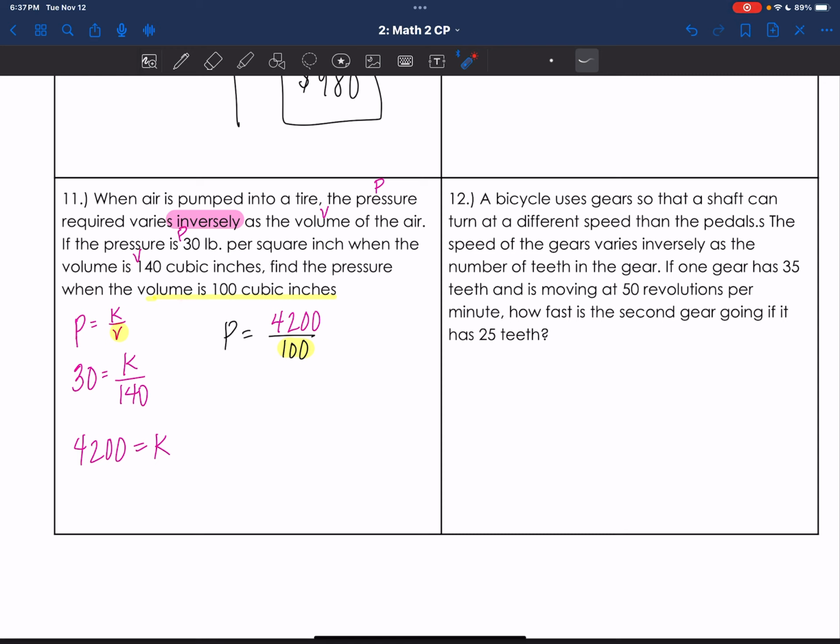So now we need to figure out what the k value is. It says the pressure is 30 per square inch when the volume is 140, so we're using those to find k. Once we've got k, we're going to plug it in for when the volume is 100. And then that would be 42.